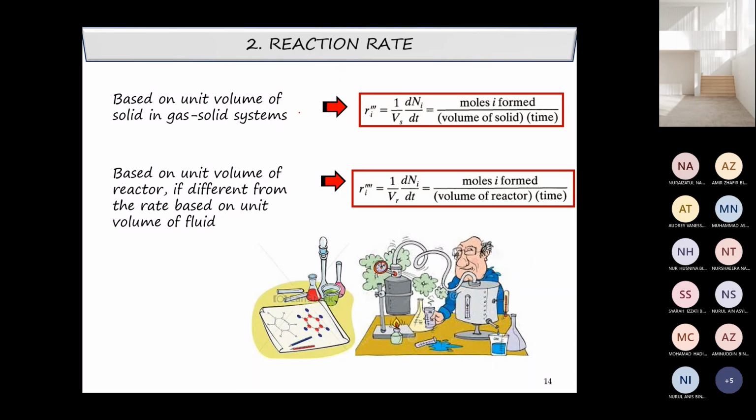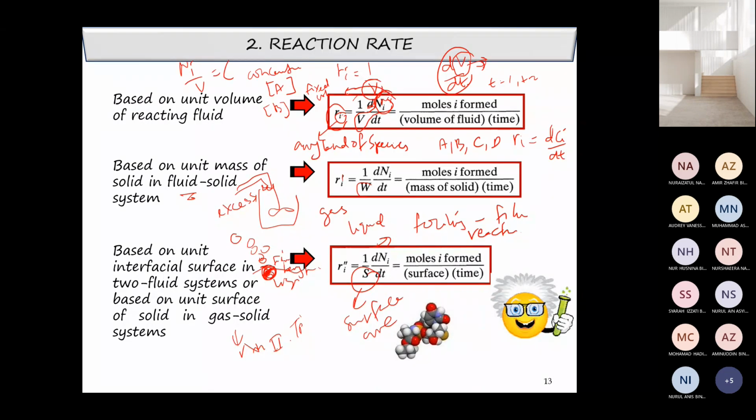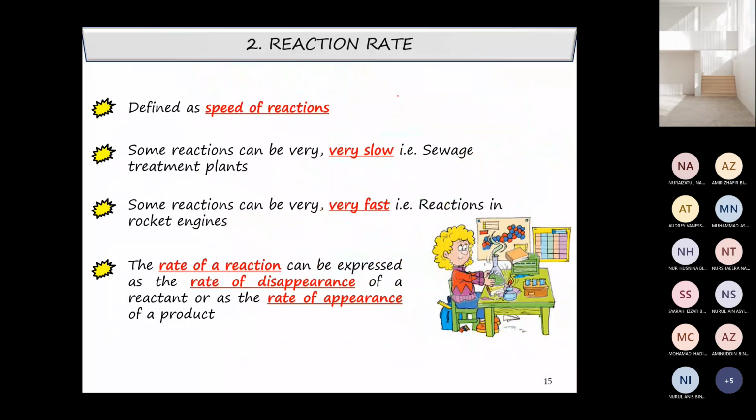Okay, and then we have R triple prime, which is based on the unit volume of solid in a gas-solid system, which is 1 over Vs dNi over dt, and so on. So don't worry, we will concentrate on this one. Okay, reaction number 1.